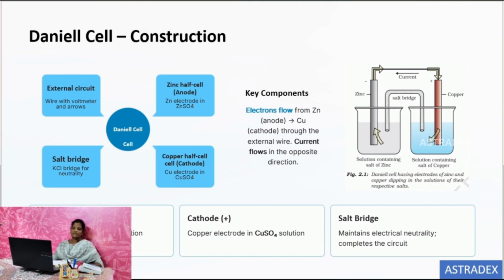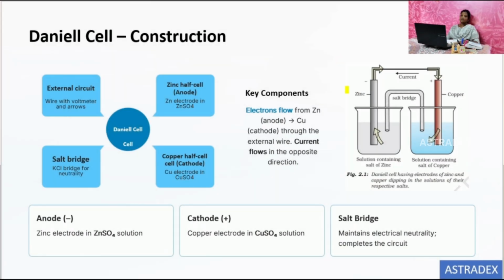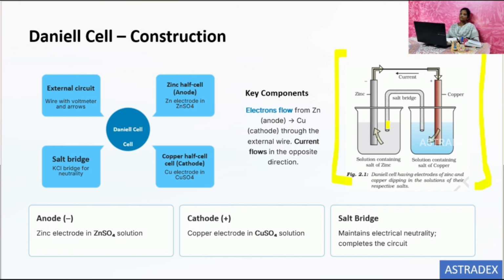So this is the Daniell cell construction. This diagram is given in your book. You can see two beakers in which each electrode is dipped in a separate beaker in its corresponding salt solution. In redox reactions, there are two types: direct redox reaction and indirect redox reaction. In a direct redox reaction, the oxidation and reduction are both carried out in the same container. Indirect redox reaction means oxidation and reduction take place in two separate containers.